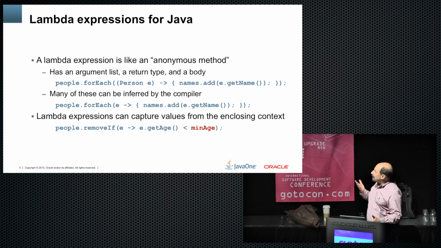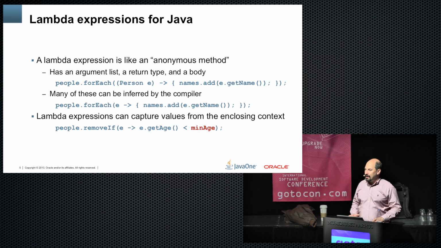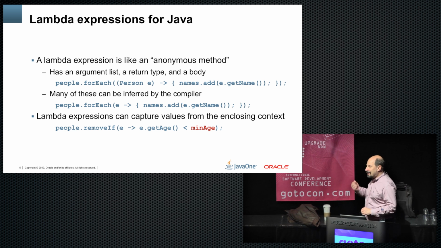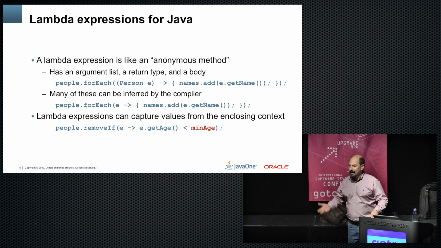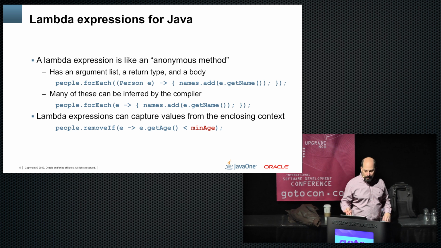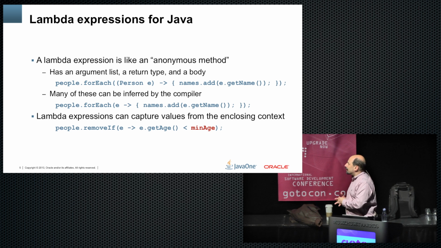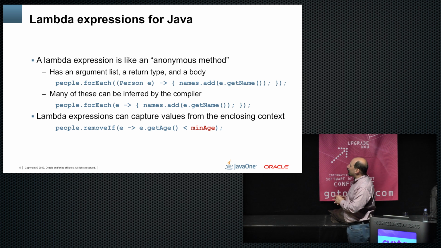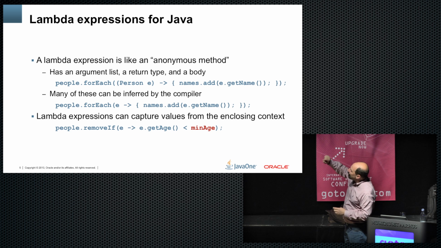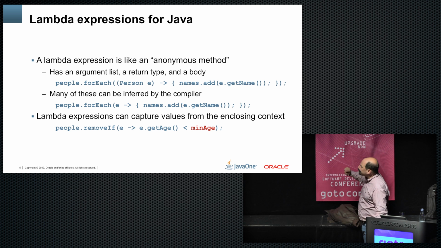A lambda expression in the context of Java is an anonymous method. It has everything a method has. It has an argument list, it has a body, it has a return type, it has a set of thrown exceptions, but we've compressed away most of the syntactic boilerplate to get it into something a lot smaller. So here are some examples of lambda expressions.